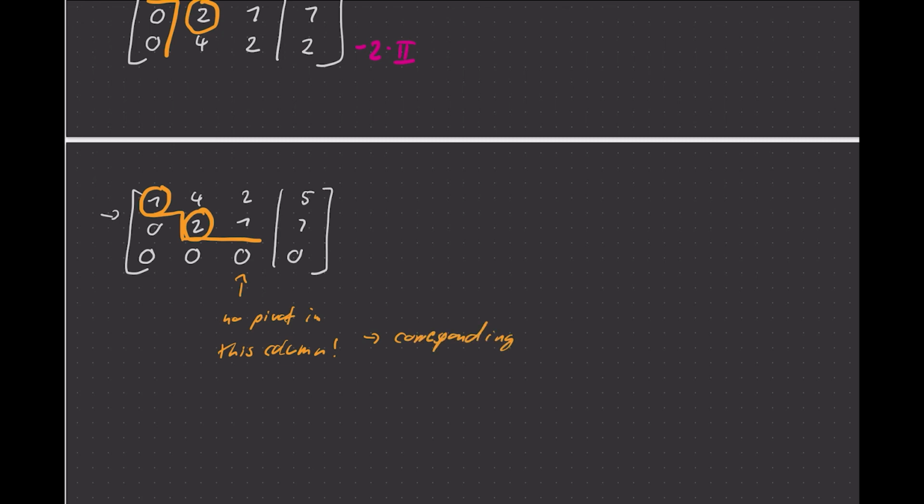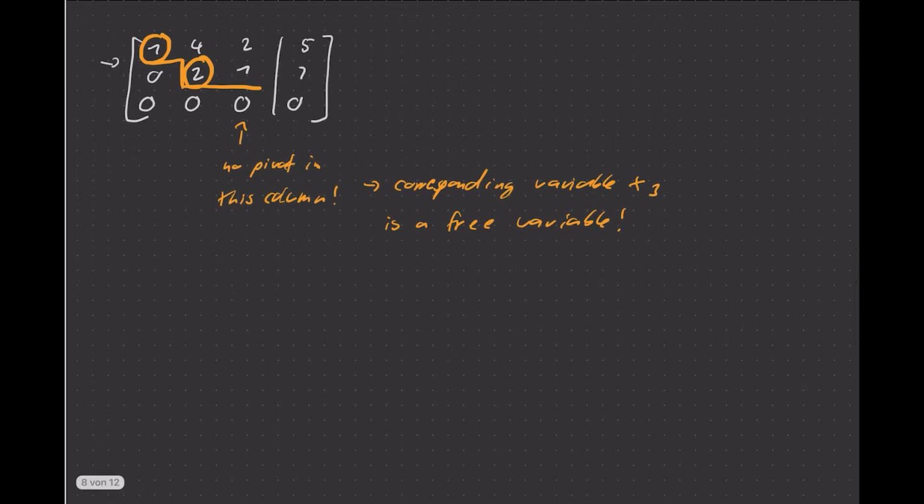Corresponding variable 3 is a free variable. So for the solution process, we'll again use back substitution. I will just make a quick note that x3 is free. So all the following results might depend on x3.